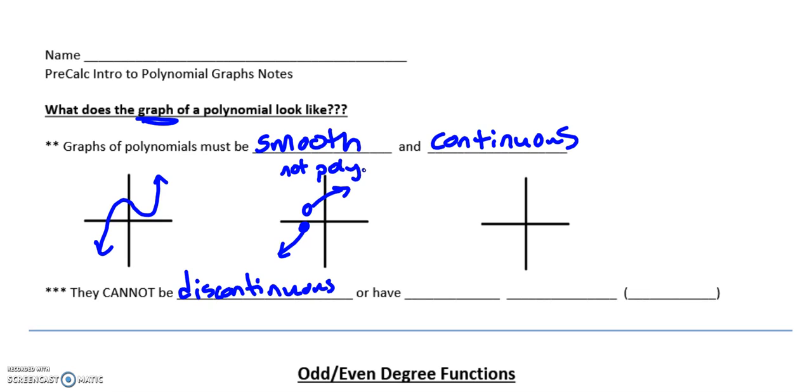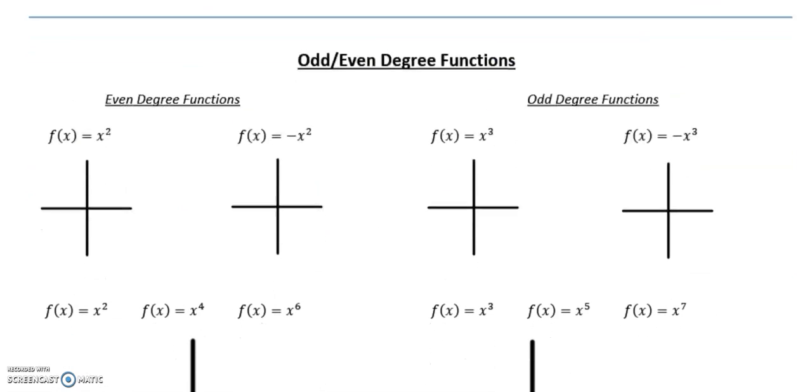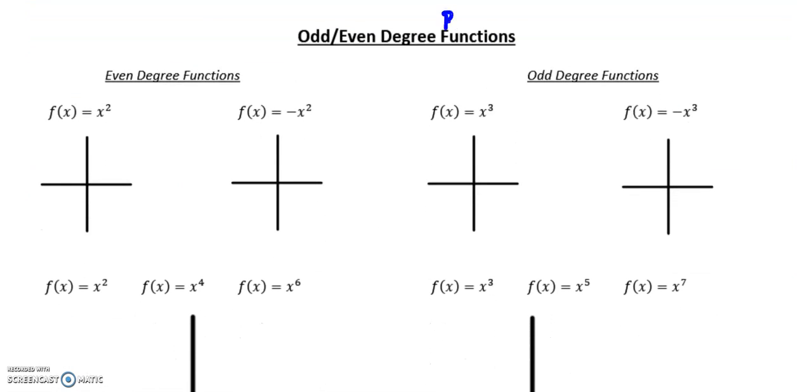And they also cannot have sharp corners. So for example, the most common example is something that comes down and then sharply goes back up. If there are any sharp corners, or what we call cusps, then we do not qualify it as a polynomial graph, and it can't be modeled by a polynomial. So the key is that my domain is always going to be negative infinity to infinity, and I have a nice, smooth, continuous graph.